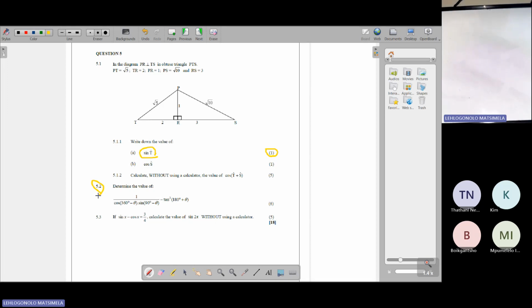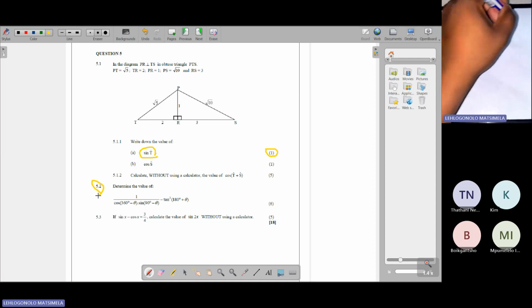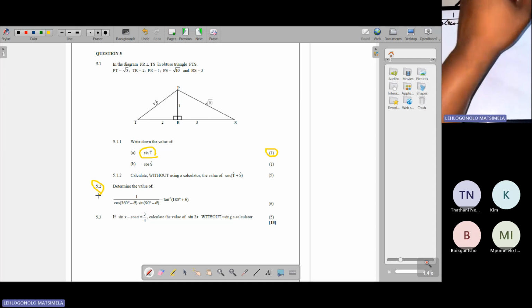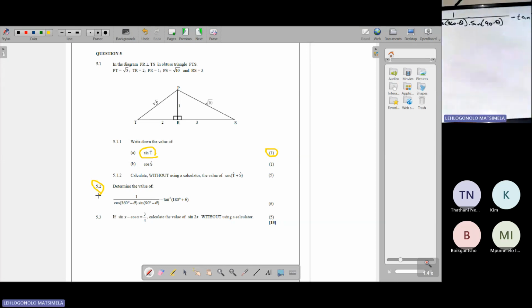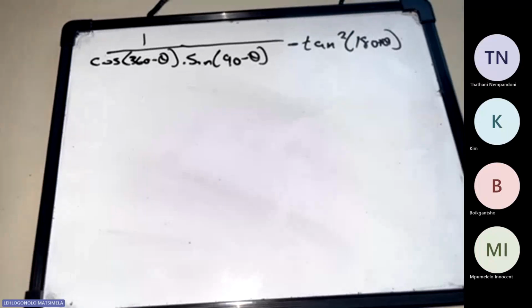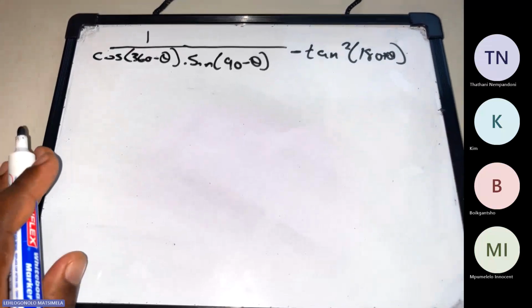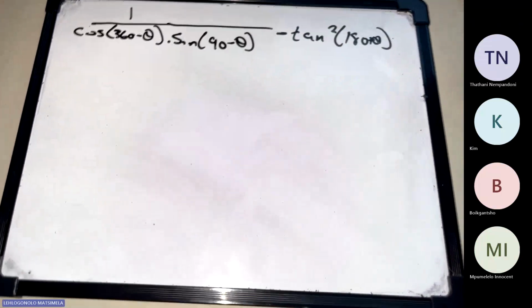Now, in this manner, we have 1 over cos of (360 minus theta). It's going to be long, this one. Multiply by sin of (90 minus theta), all in all minus tan squared of (180 plus theta). Okay, let me switch to camera. Now let's do it generally like adults and also professionally like understanding learners. Let's see.